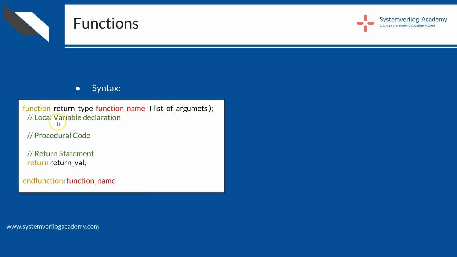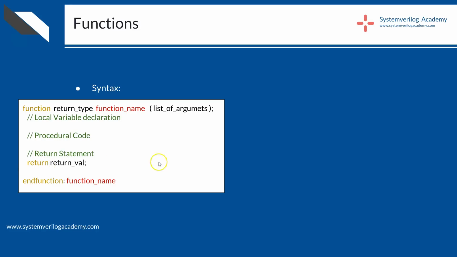In the body of the function, first you will declare all the variables used in the function other than the arguments passed. Next is the functional part, which will be procedural code. That is, within a function you can write all types of code similar to that you can write in an always block, but without the always keyword. In fact, functions and tasks are another type of procedural block in Verilog and SystemVerilog, similar to always, always_comb, initial, and final blocks. Finally, you will specify the value returned by the function, which should be of the return type specified in the first statement, using the keyword return.